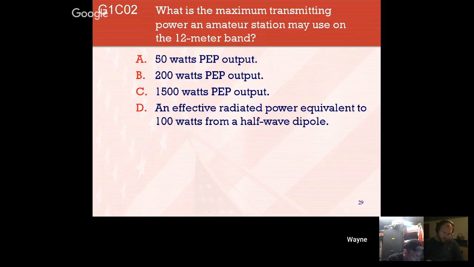So what is the maximum transmitting power an amateur station may use on the 12-meter band? Okay, good one, Cohen. 12-meter band. Okay. Again, you've got that 1500 watt thing going. So, yeah, C is correct.